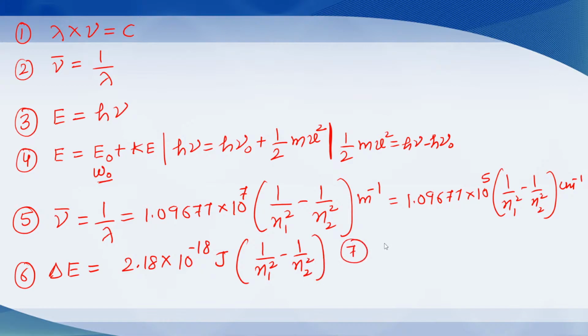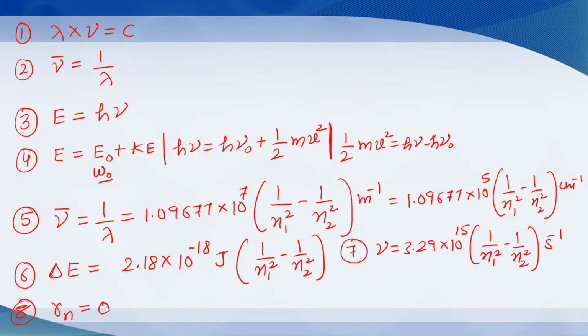Then frequency is 3.29 into 10 raised to power 15 into 1 upon n1 square minus 1 upon n2 square per second. And the last one is the radius of the nth orbit, equal to 0.529 into n square for hydrogen atom, and n square over z for any one electron species, or 52.9 into n square over z picometer.